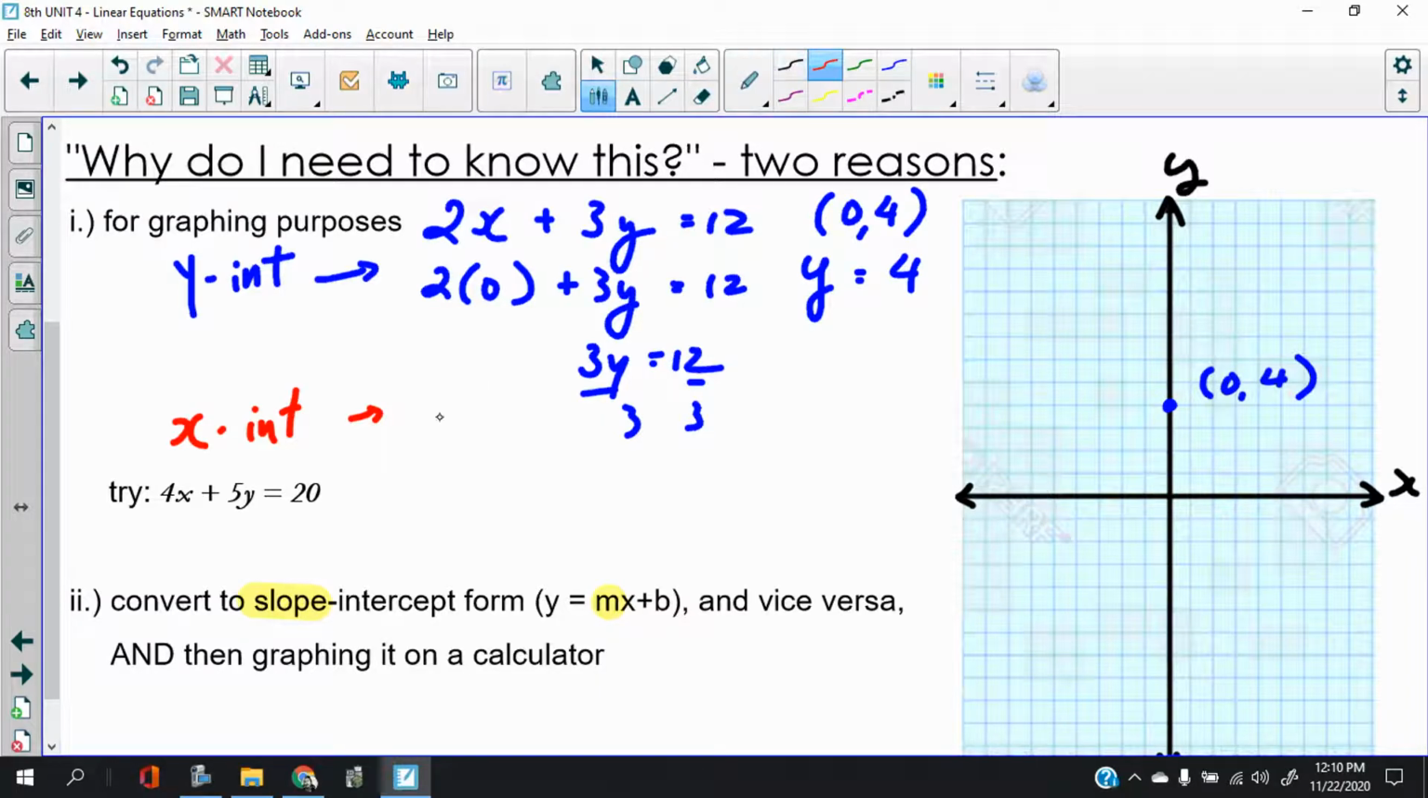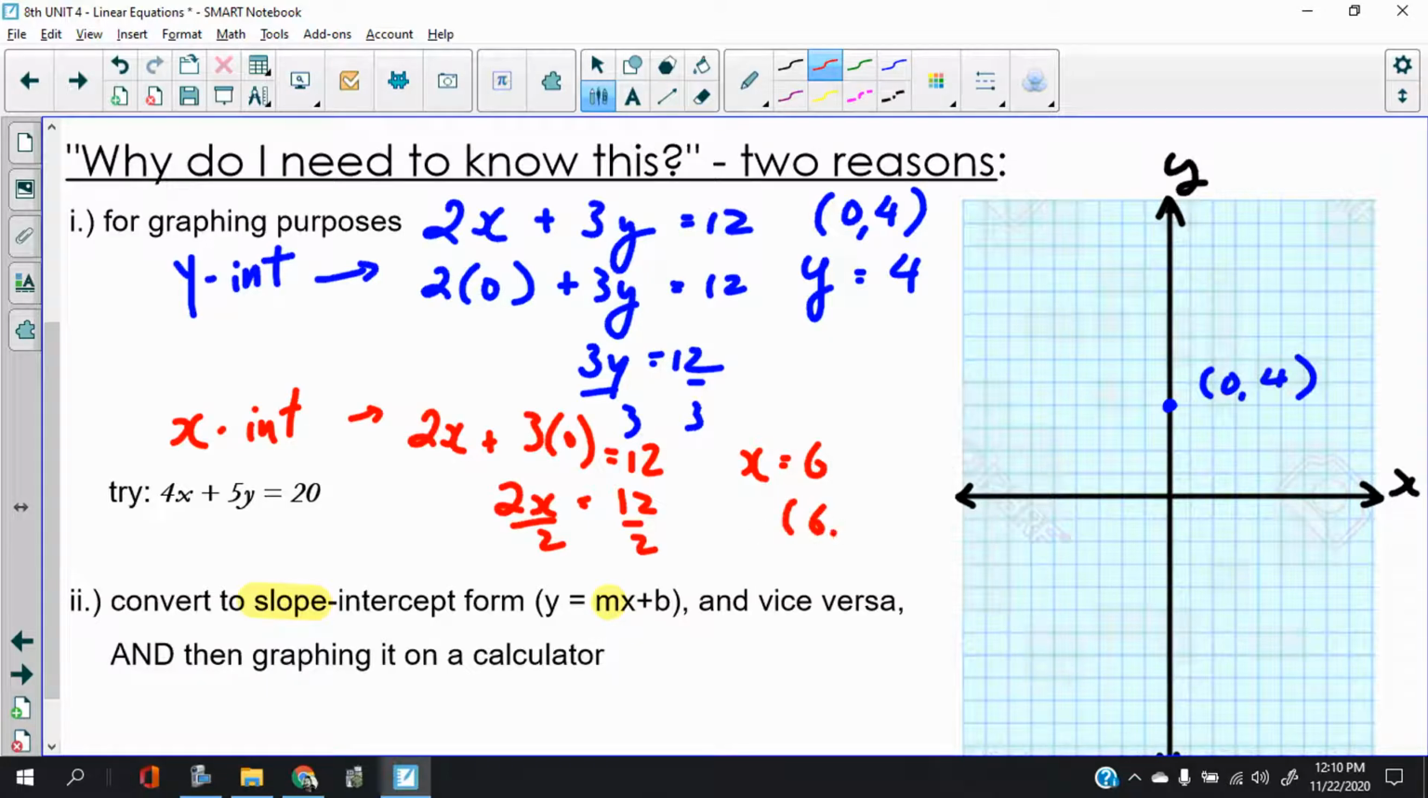All we have to do then is substitute y with 0. So I'm going to keep my 2x plus 3 times 0 equals 12. That becomes nothing, so 2x equals 12, divide both sides by 2, x equals 6. So here, the x-intercept is 6, comma 0. Got that? So 1, 2, 3, 4, 5, 6 right here.